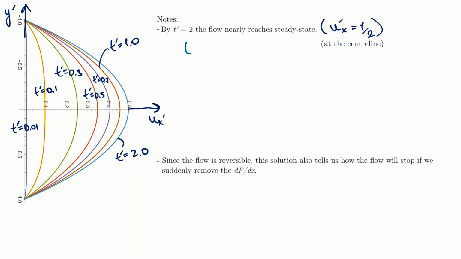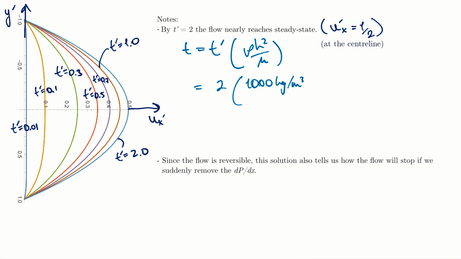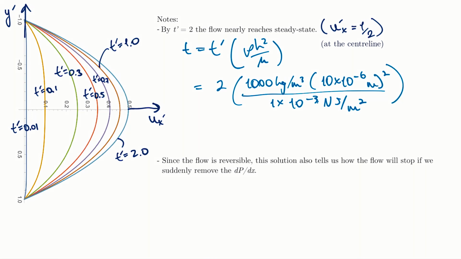What is t prime equals 2? Let's scale. That was scaled like this, so let's go ahead and sub that in for a classic problem. We'll say 1,000 kilograms per meter cubed, just like water, 10 times 10 to the minus 6 meters, a classic microchannel, and that is squared. And our viscosity, subbing in these values for our classic microfluidics problem. As you sub these in, it's always good to check the units. A newton is kilogram meters per second squared. So this whole unit simplifies to kilograms per second meter, which cancels with the kilograms over meters on top. We're left with seconds, which is what we need.